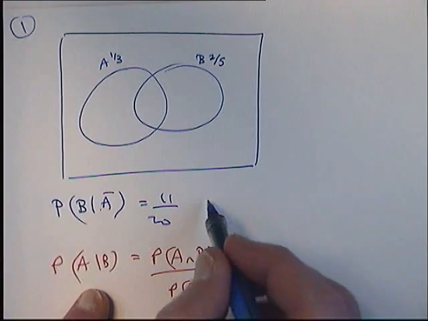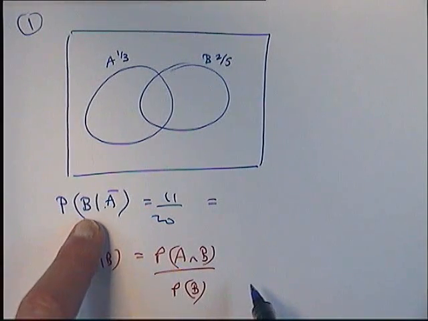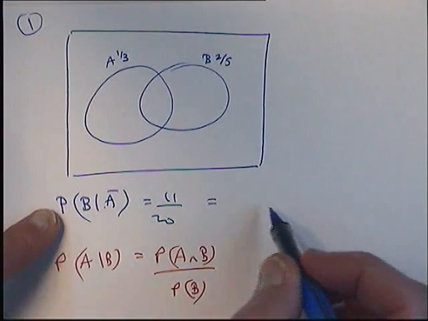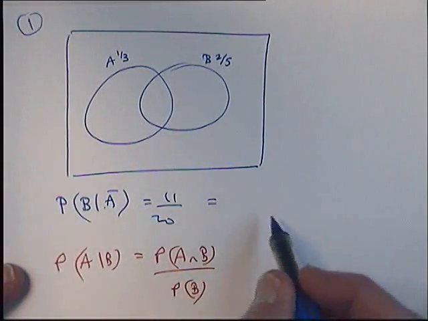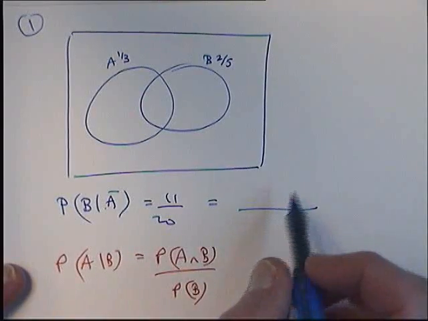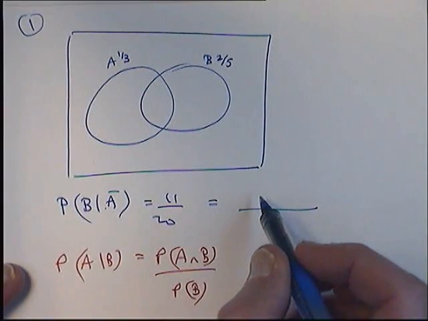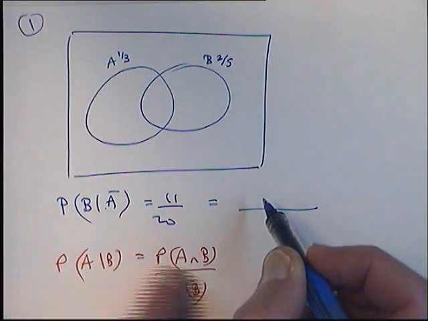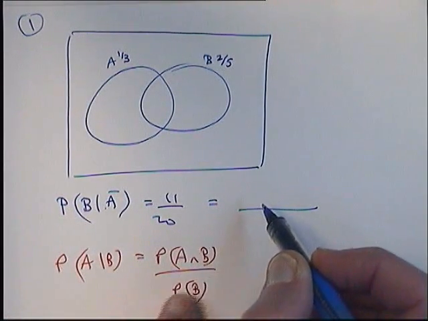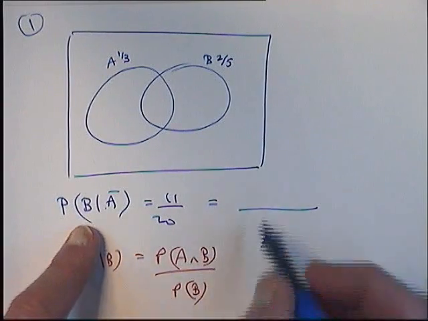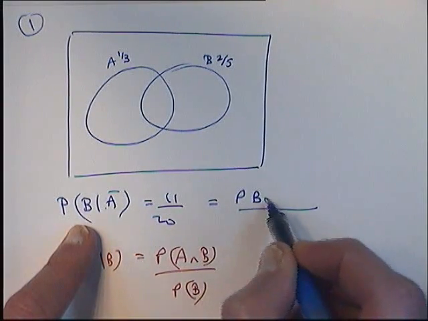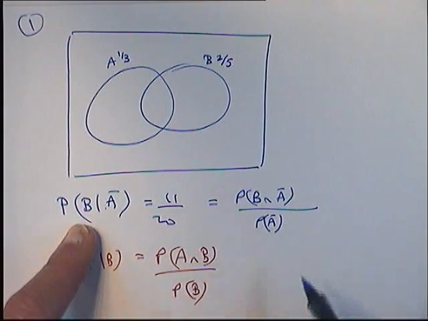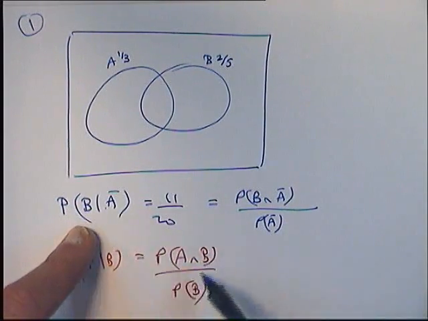So up here, what is this equal to? If you substitute those bits in here, what is B given not A equal to in a formula like this, some sort of fraction? Well, just writing it down in this form, I don't want any numbers yet, just the notation. Is it B intersection not A? Yep. Over not A? Yeah. That's what it is, just rewriting the formula like this.